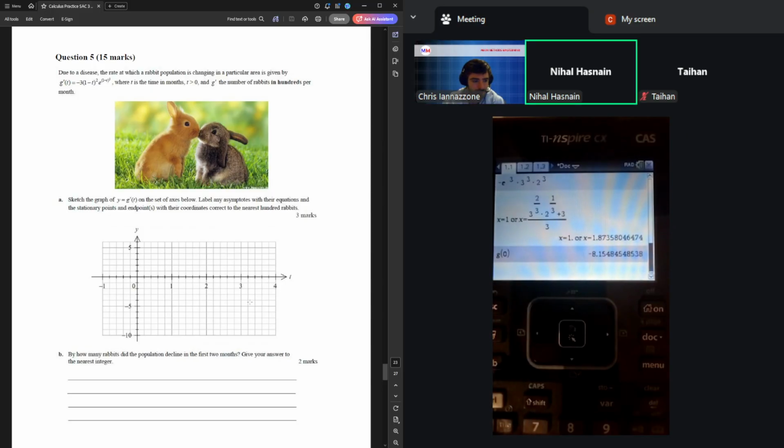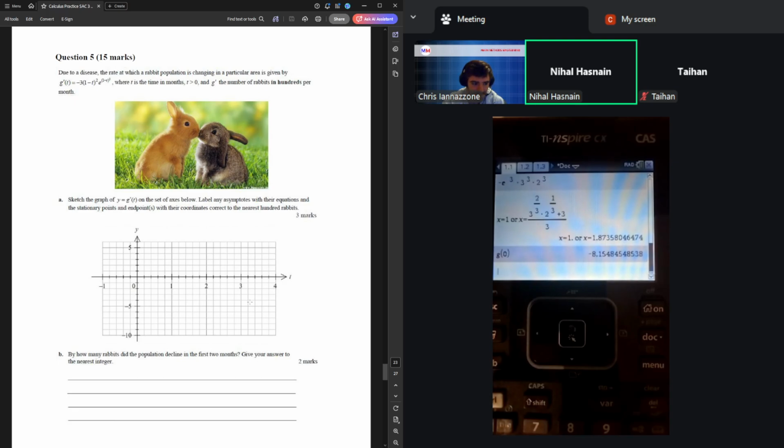So I'm looking at the last part of this then. Where t is time in months, t greater than 0, and g dash is the number of hundreds of rabbits per month. Does that have to do with something? There was an audio thing in the middle of what you said. Could you repeat that? Sorry, it kind of cut you out a bit.